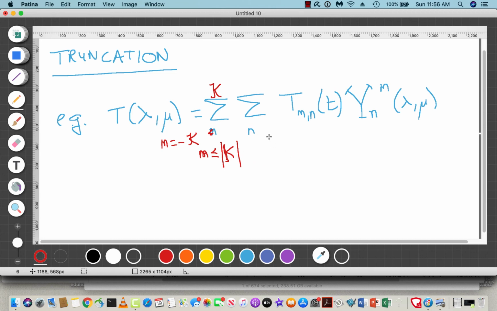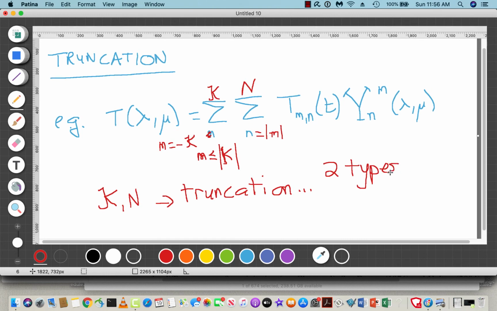And then little n will go from the value of m. m could be negative, so n goes from the absolute value of m up to its own limit, capital N. So these numbers, K and N, give you the truncation. In other words, a non-infinite series. And it turns out that there are two types of truncations that people use a lot.